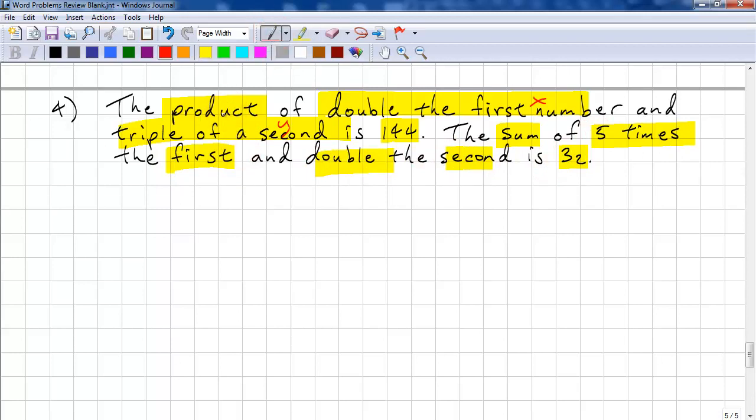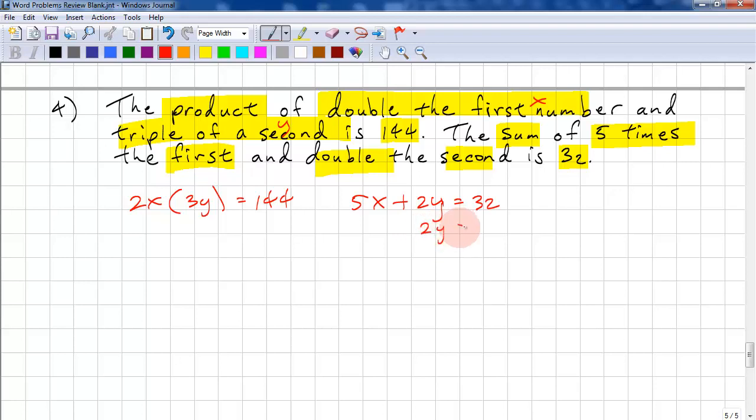Product means multiply, so we have double the first, 2x, times triple the second is 144. And the sum of 5 times the first plus double the second equals 32. If you use this, you're going to be dividing by a variable. So it's best to use this, and we'll keep it as multiplication.